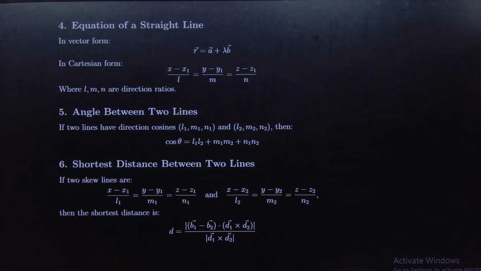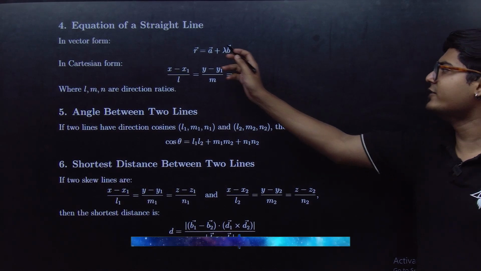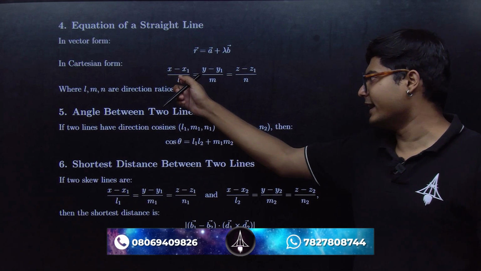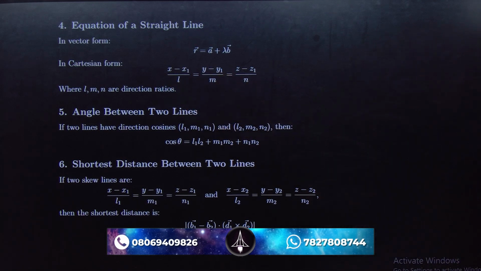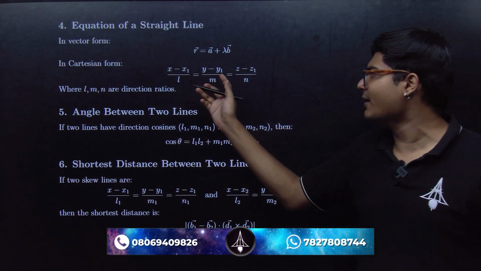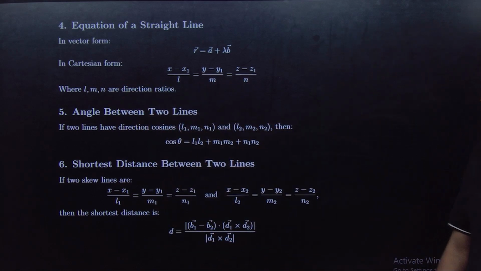Equation of a straight line: suppose you have two points A and B, look for the corresponding vectors. Then the equation of the line joining A and B is given by A vector plus lambda B vector, right? In the Cartesian form, it's given by (x minus x1) by L equal to (y minus y1) by M equal to (z minus z1) by N, where (x1, y1, z1) is a point the line passes through, and L, M, and N are the direction ratios of the line.